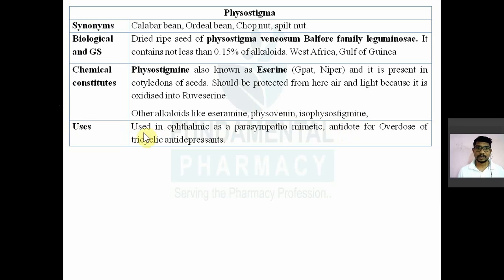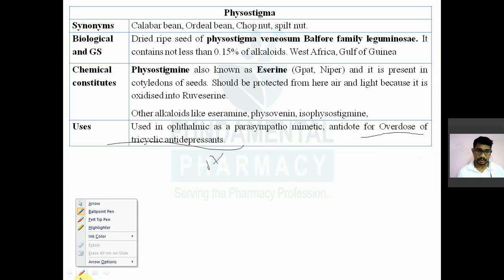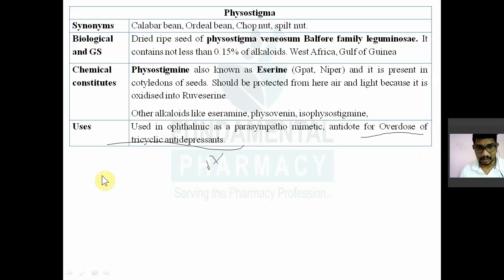What are its uses? It is a cholinergic drug. It is an anticholinesterase drug. Okay? So it is used in ophthalmic practice as it is a parasympathomimetic drug. It is also an antidote for overdose of tricyclic antidepressants. Remember. So it is also used as an antidote for tricyclic antidepressants, and also it is a specific antidote for atropine poisoning. Atropine is not written here. So remember this. It is used in atropine poisoning and tricyclic antidepressant overdose, like imipramine.